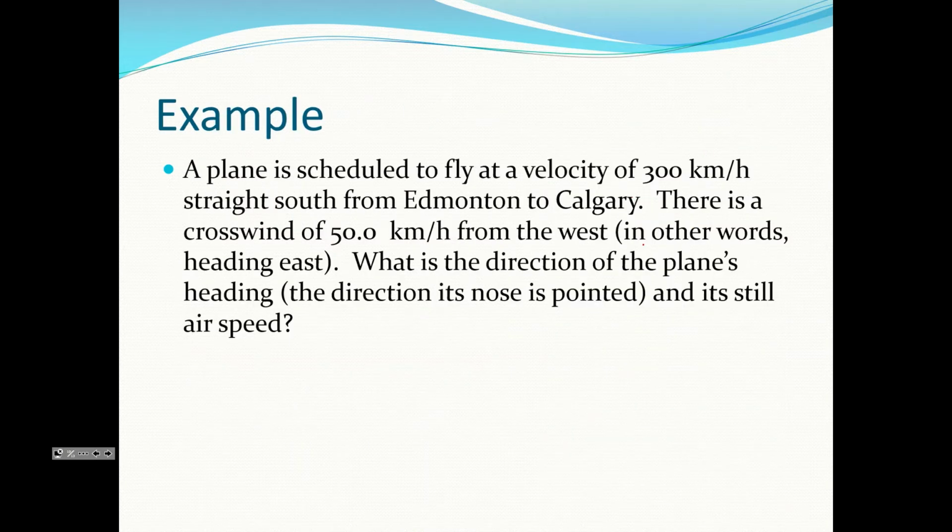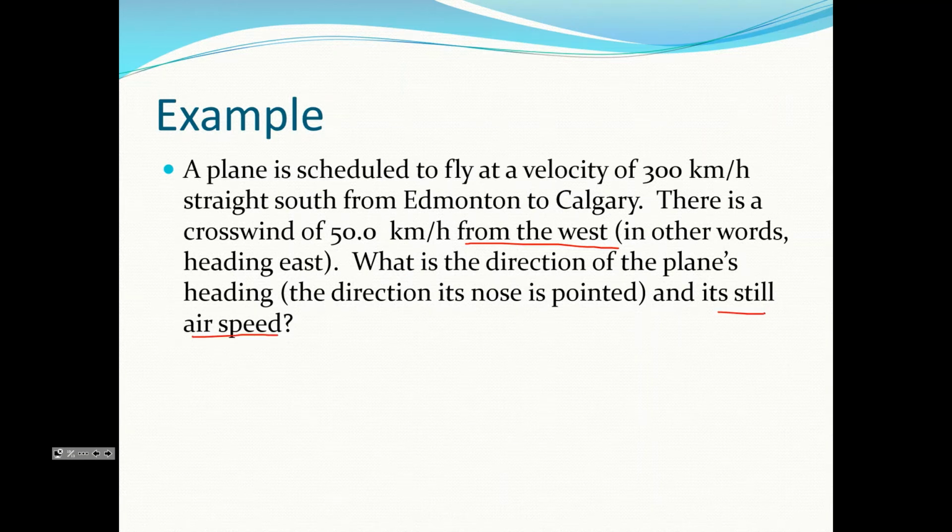Okay, so a plane is scheduled to fly at a velocity of 300 kilometers an hour straight south from Edmonton to Calgary. There's a crosswind of 50 kilometers an hour from the west, so in other words, headed east. Wind is always given from the direction it comes from. So it will always say from the west, from the east, from the north, anything like that. So it's headed east. What is the direction of the plane's heading? And it's still airspeed.